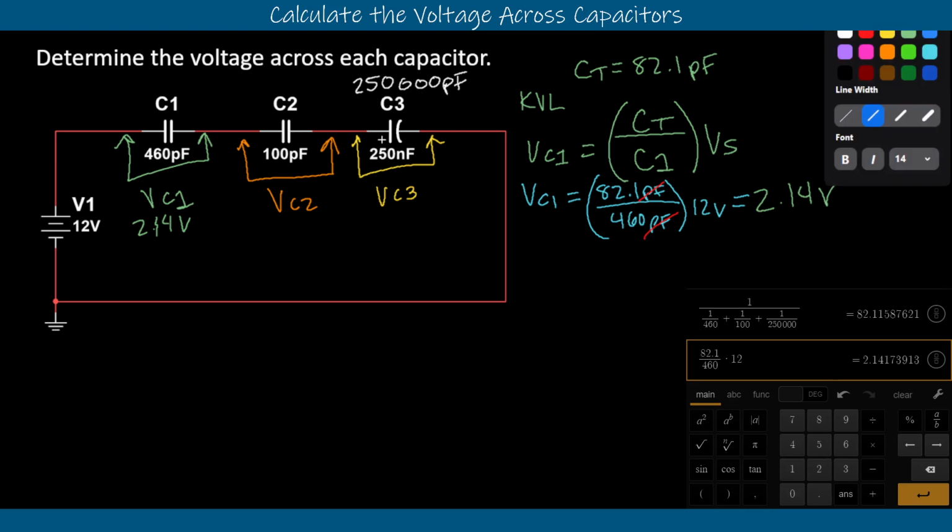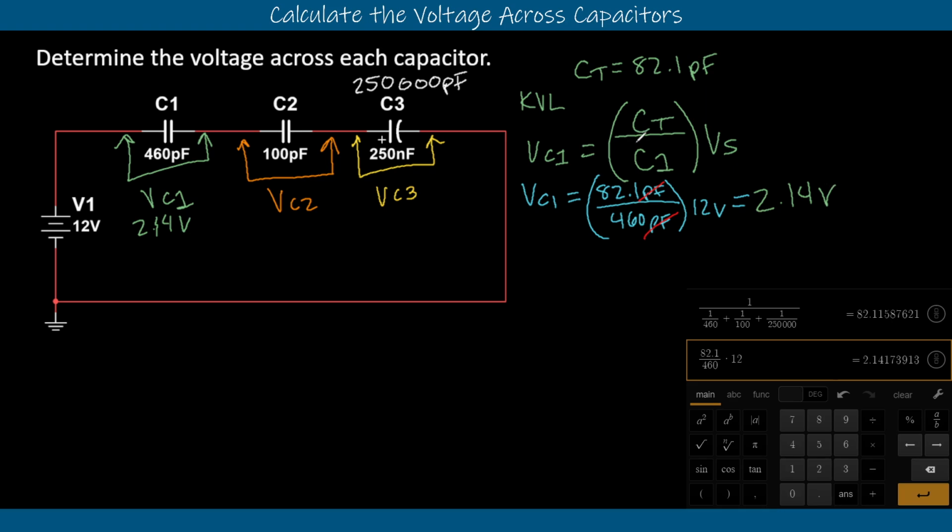We can do that for each one of them just by swapping out our lower capacitor value. So if we wanted to go for C2, we would put C2 in for this bottom equation instead of C1. So let's do that. We can even just use the same equation here. Instead of 460, we want to put 100. And that gives us the voltage drop across C2. It's now 9.85 volts.